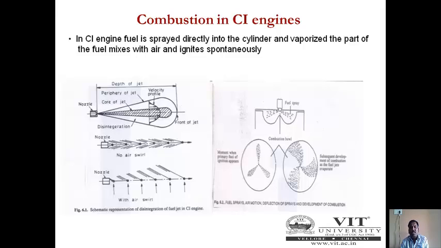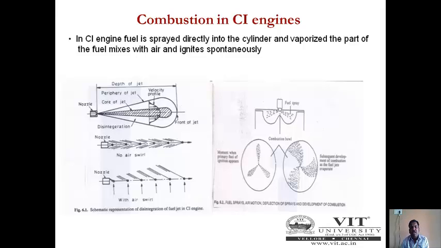The second topic is combustion in CI engines. The combustion process in a CI engine is entirely different from SI engines, because in a petrol engine, during the suction stroke, the air and fuel are mixed and supplied inside the cylinder. Then it is compressed. After that, the compressed air-fuel mixture is ignited by the spark plug, which generates the flame. But in a diesel engine, during the suction stroke, only air is supplied. After that, the air is compressed. At the end of compression, the diesel is injected at very high pressure.